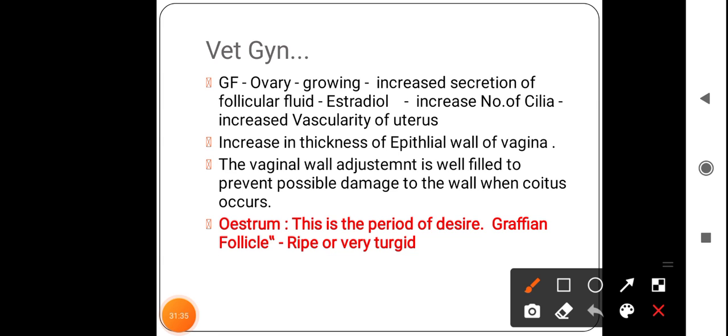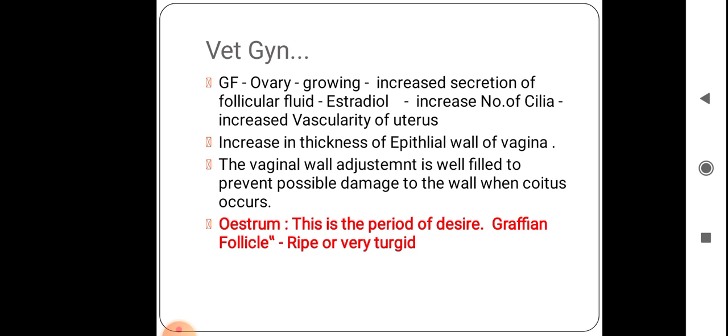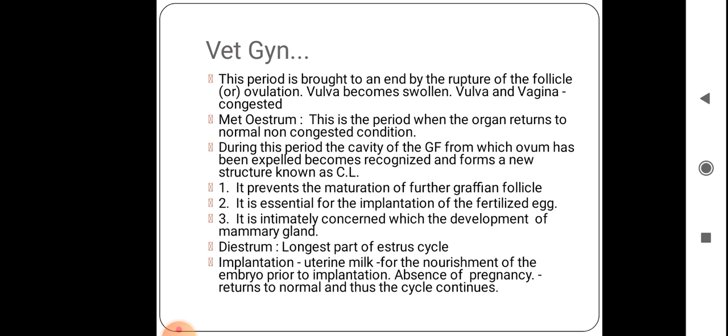Estrum is a phase that is the period of desire. The Graafian follicle is ripe at this stage. So this estrum is the period of desire, when the animal is ready to receive the male.